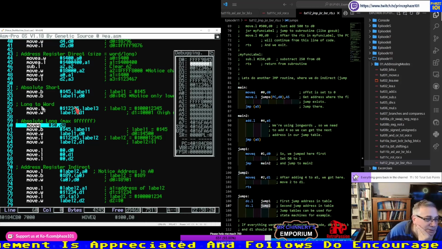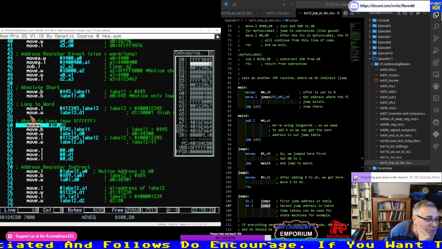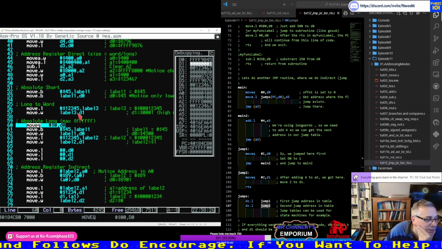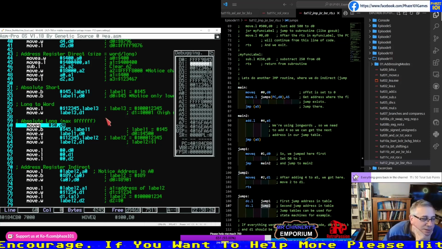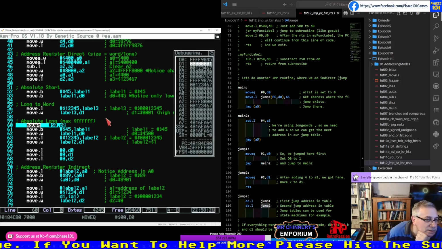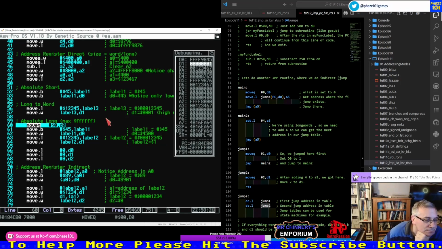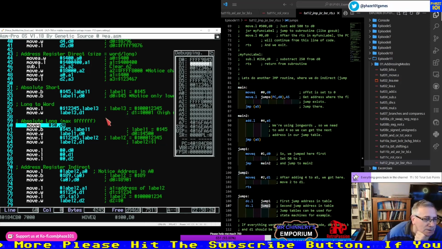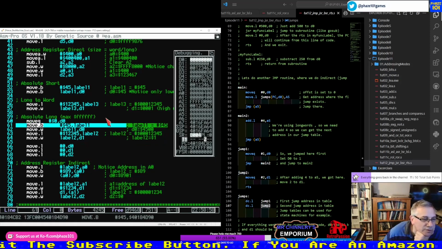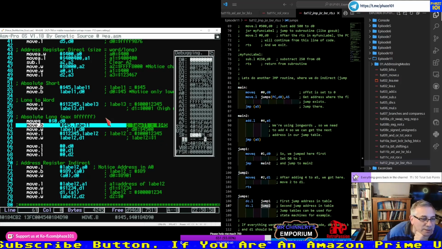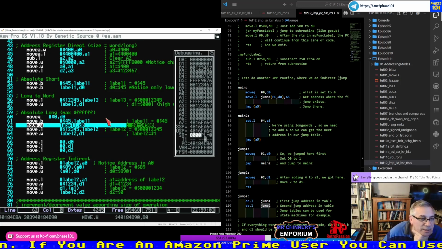But notice that we moved a long, but we copied only a word. So we're clearing D0. We are moving 45 into label 1, and we are moving a word now, label 1 into D0.